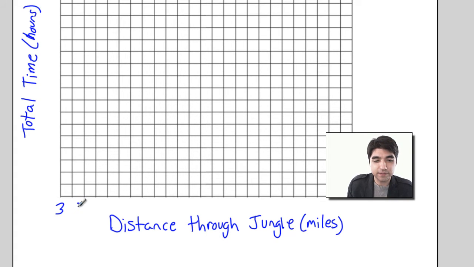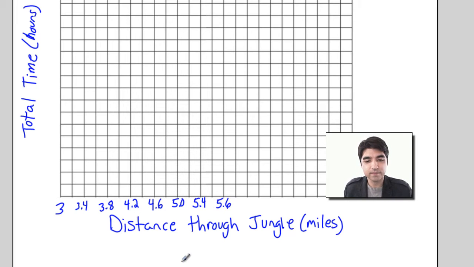So 3.2, then 3.4. I'm going to write really small. 3.6, 3.8, 4, 4.2. I'm skipping the line so I can fit everything. 4.4, 4.6, and 5, and 5.4, 5.6. Okay, that's as far as we need to go.